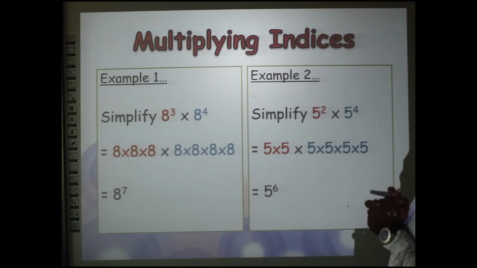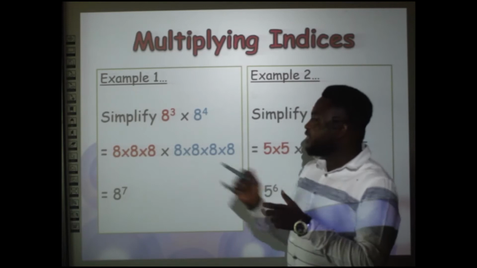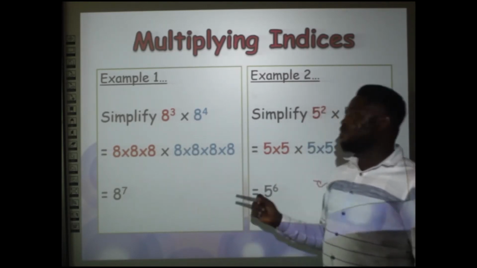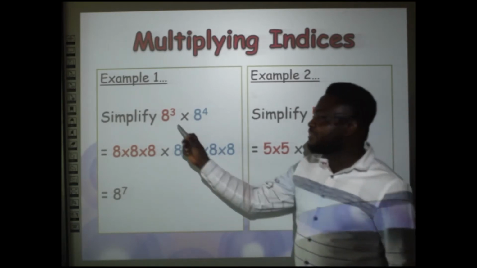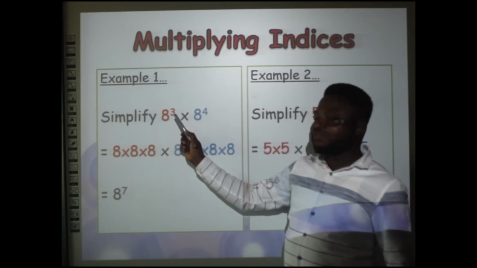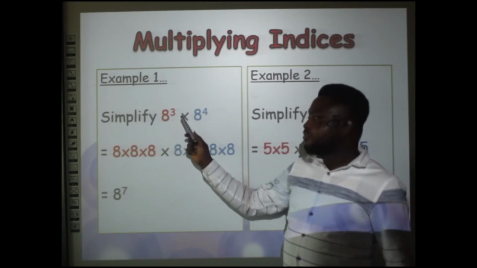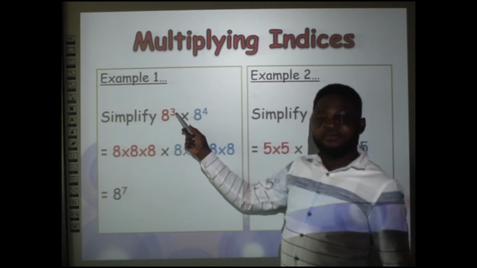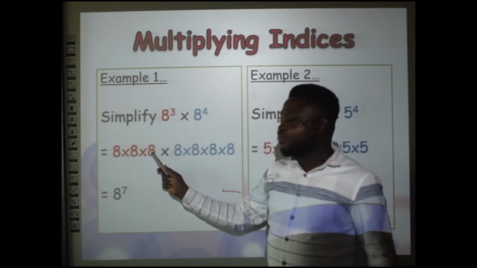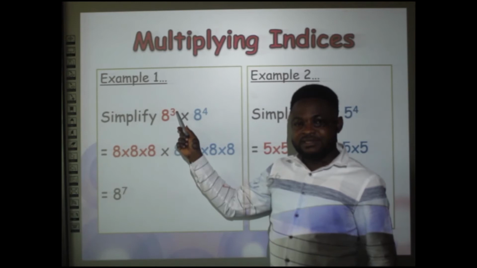Now let's look at the first example. What we have here is 8 raised to the power of 3 times 8 raised to the power of 4. If you decide to write this in the expanded form, 8 raised to the power of 3 implies multiplication of 8 how many times? 3 times. So if you write this in the expanded form, this will give you 8 times 8 times 8. So you have 3 of these. Why? Because the exponent is 3.